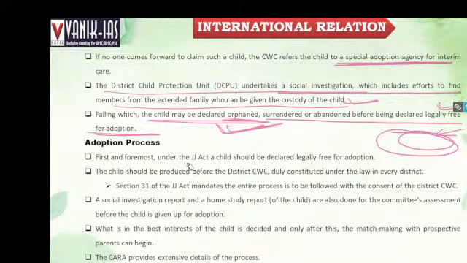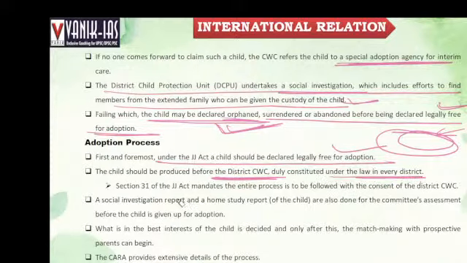What is the adoption process? First and foremost, under the Juvenile Justice Act, the child should be declared legally free for adoption. Under the JJ Act, a child should first be declared legally free for adoption. Then the child should be produced before the district CWC, duly constituted under the law in every district. Section 31 of the Juvenile Justice Act mandates that the entire process be followed with the consent of the district CWC.